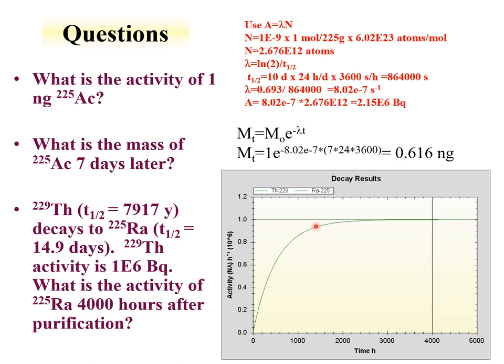So we see that the radium grows in, and you can determine that at this point, the activity of the radium is equal to the activity of the thorium. So it's a parent-daughter relationship. The activity of the radium-225 is equal to the activity of the thorium-229 in a parent-progeny secular equilibrium relationship. And we solved this using the ERG program.